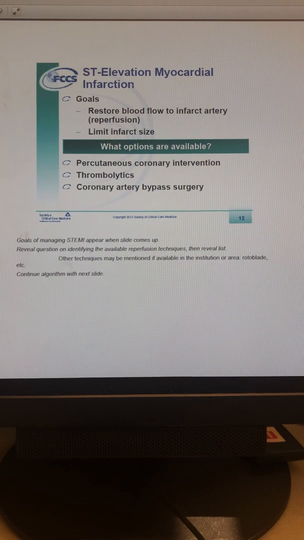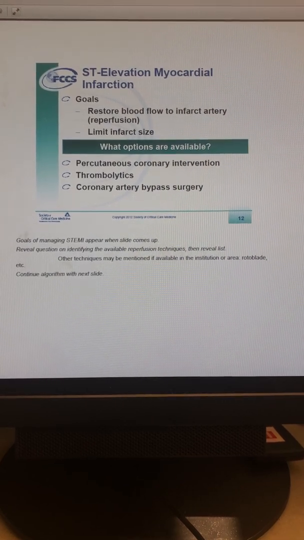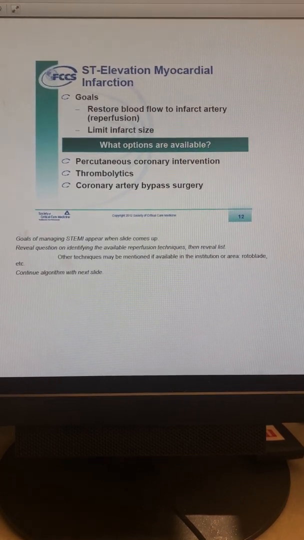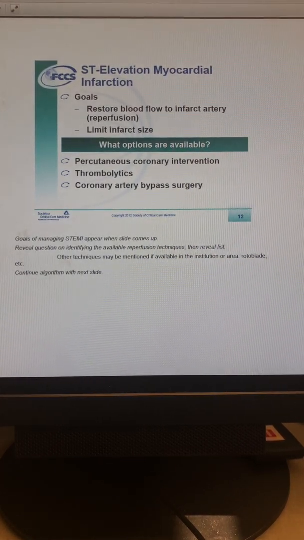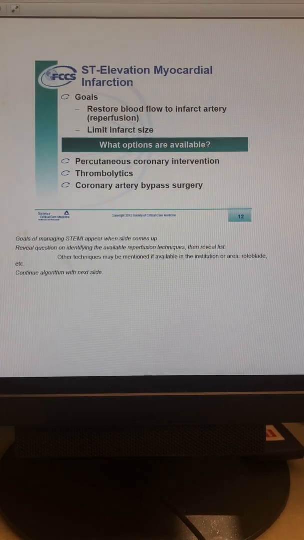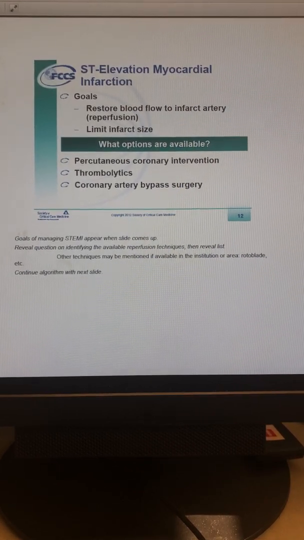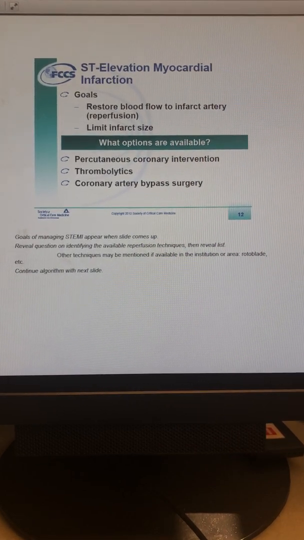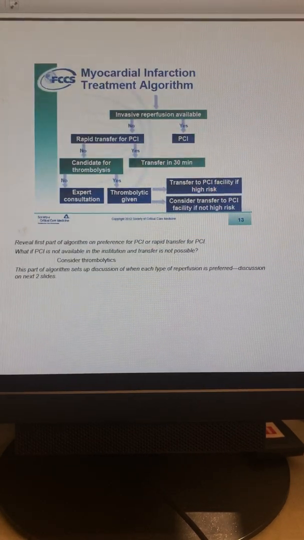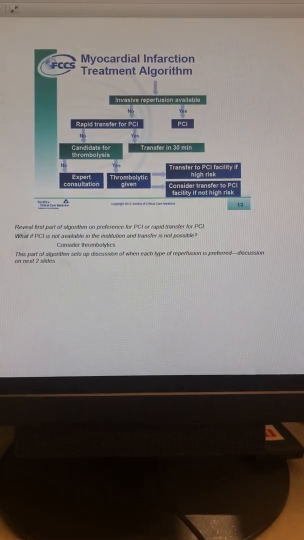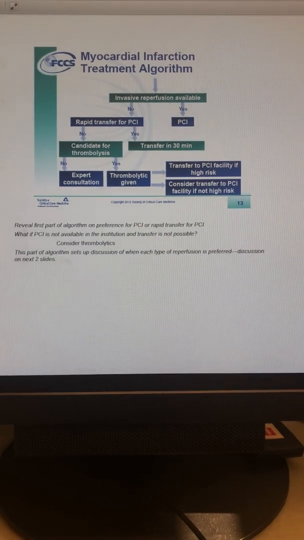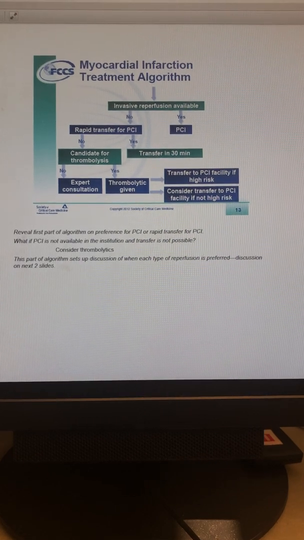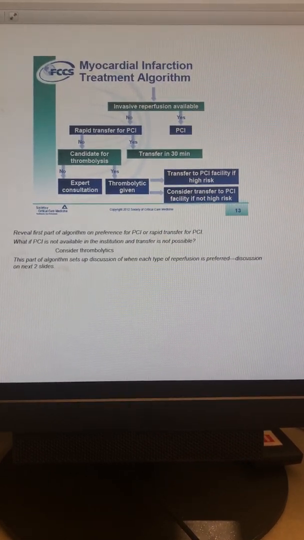What options do we have available to open the arteries when they're clotted or clogged? You either do the percutaneous coronary intervention, which is your cath and stenting, or ballooning, or you have thrombolytics, or you have CABG. So which one do we really use? As you all know, looking at the next slide, your main intervention will be invasive reperfusion. But the question is, if you're in a hospital where that's not available, what do you do? So look at this algorithm.